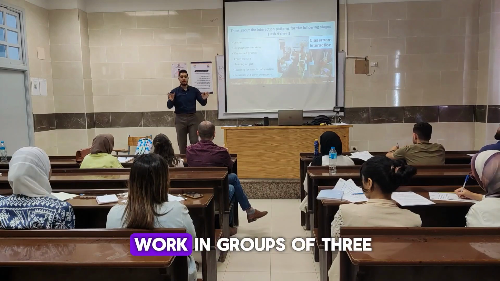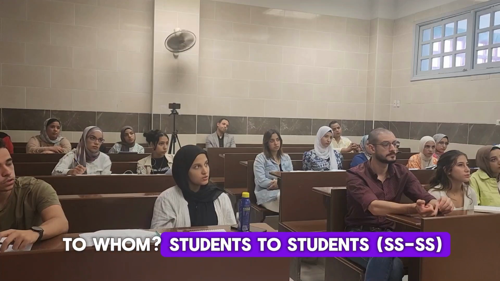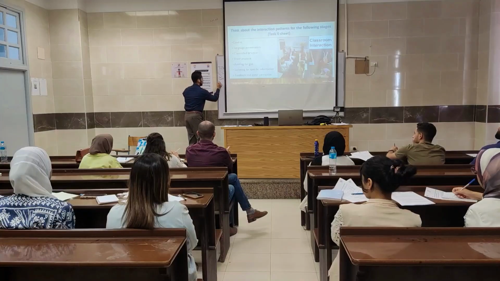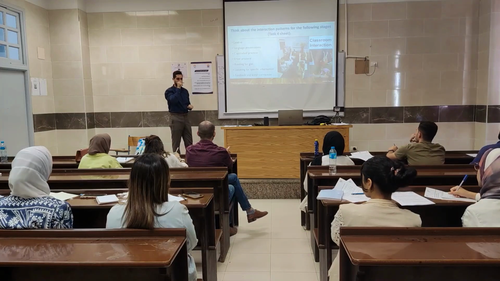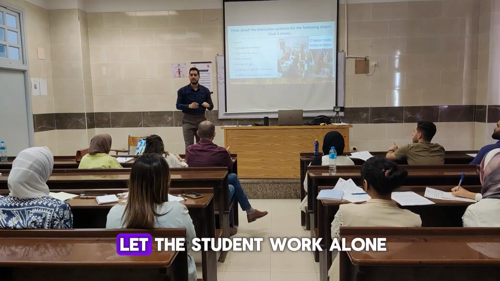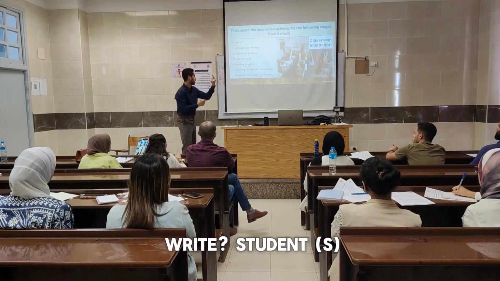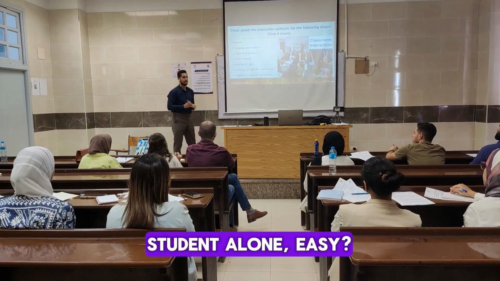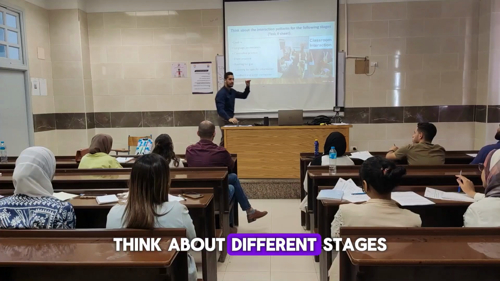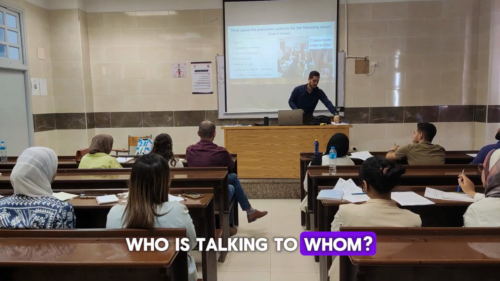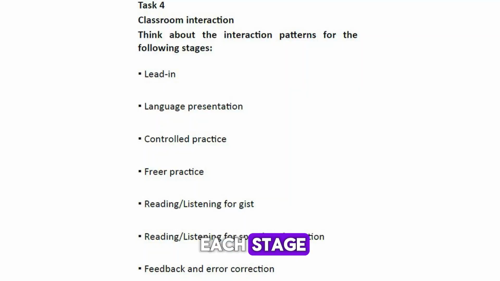If I let them work in groups of three, who is talking to whom? Students, students. Can you see it? Good. What if I let the student work alone, like he's answering the question alone? What should I write? Student alone. Yes. So think about the different stages. Who is talking to whom? And write the interaction pattern in front of each stage.